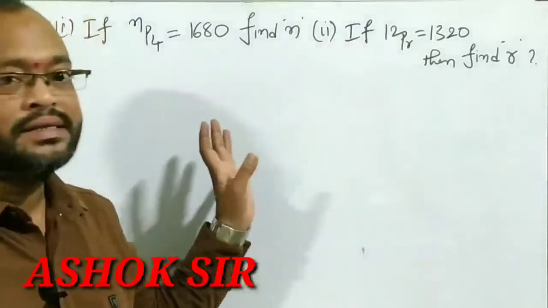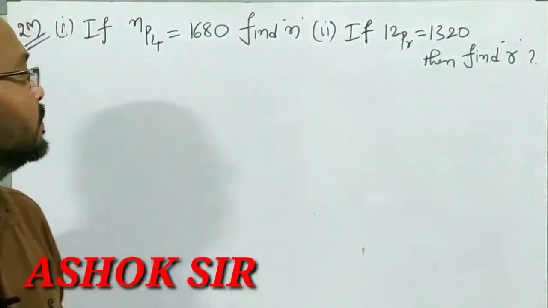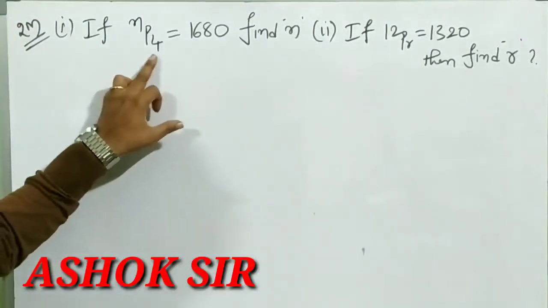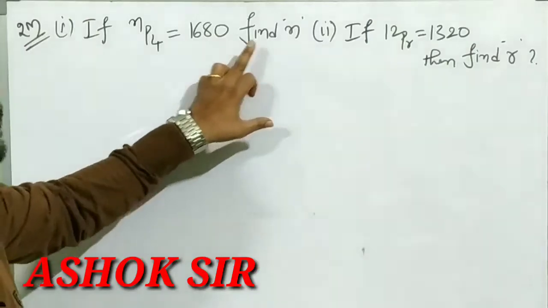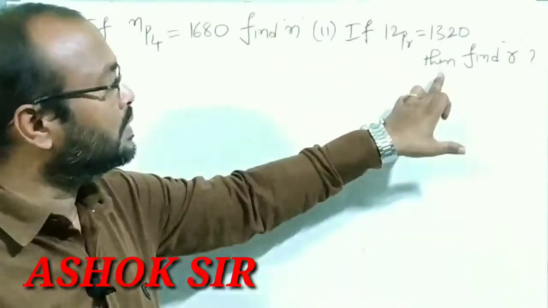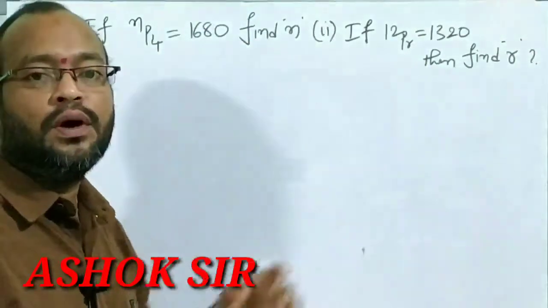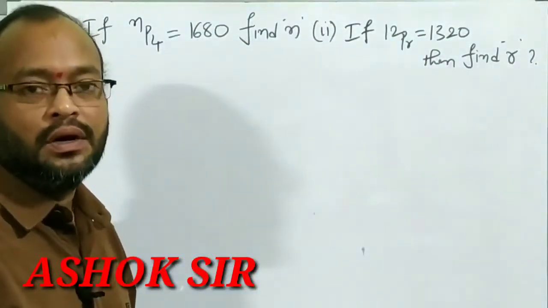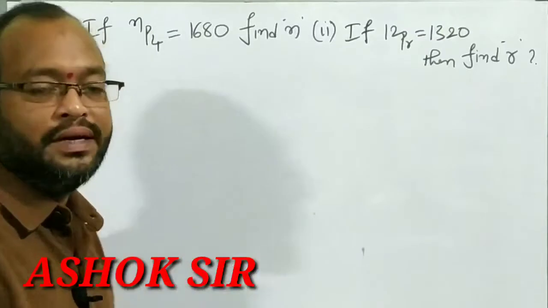Now we will discuss 2 marks questions. If nP4 is equal to 1680, find n, and if 12PR is equal to 1320, then find r. So these two are very important for 2 marks questions. How can we solve them? Now we will discuss.